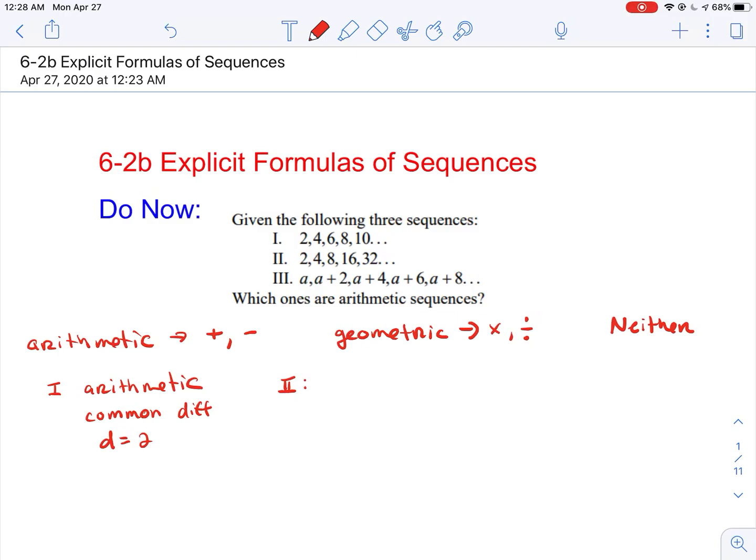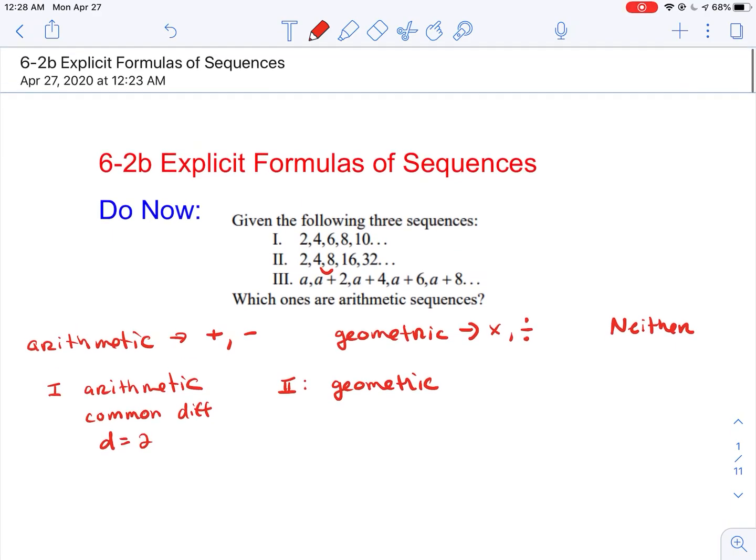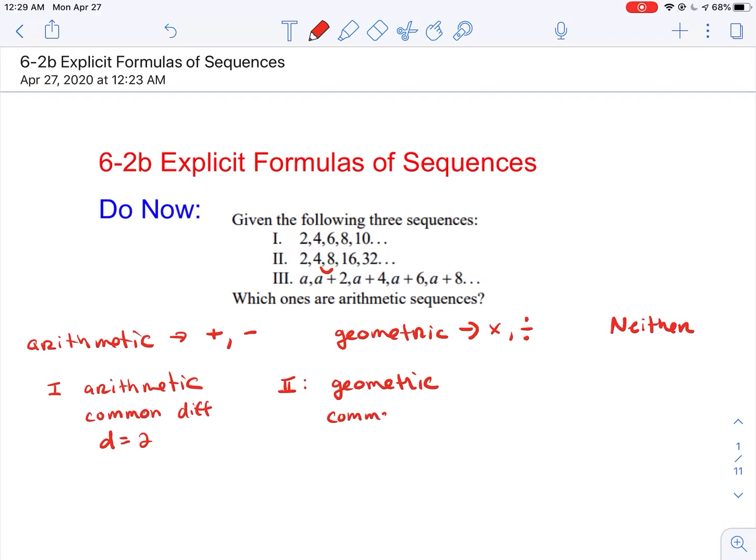Let's take a look at number 2. Again, we have 2 to 4, so that could either be plus or times. But to get from 4 to 8, that narrows it down to times 2. So this number 2 would be a geometric sequence. And this geometric sequence has what we call a common ratio, which is what we are multiplying by constantly, of 2. Okay, and now for the challenge.